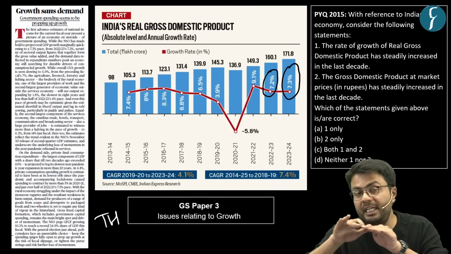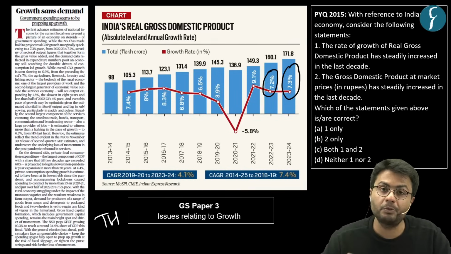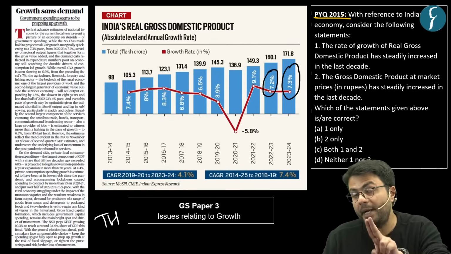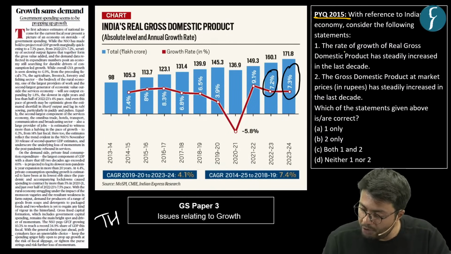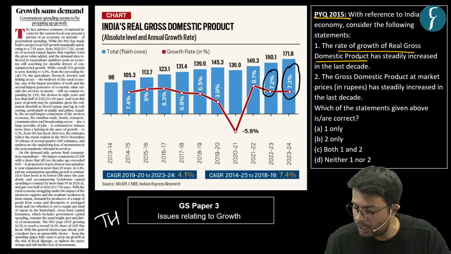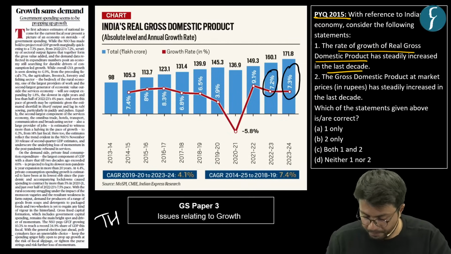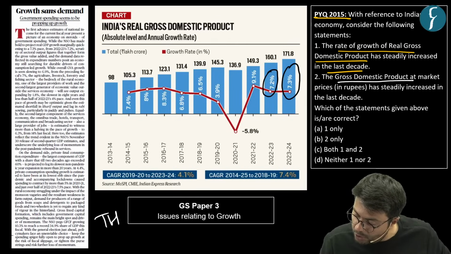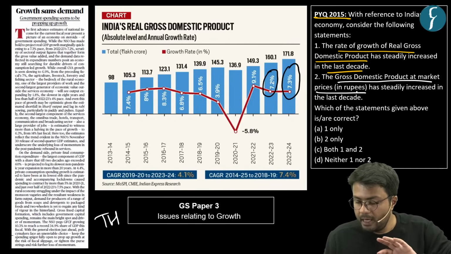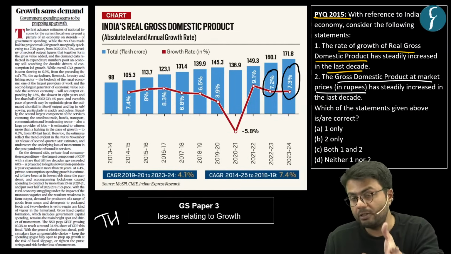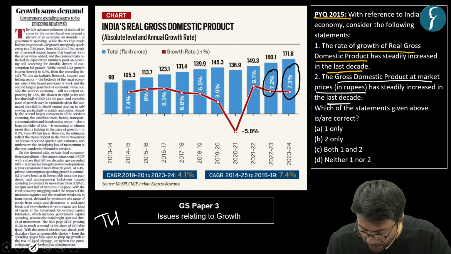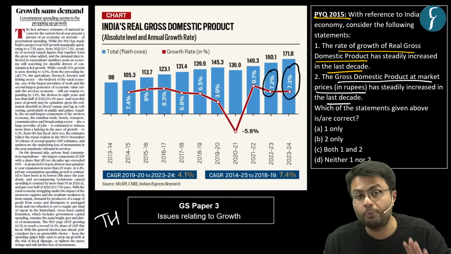Now the trend of GDP growth is important from Prelims perspective in particular, because as you can see, in Prelims of the year 2015, a question appeared on the rate of growth of real gross domestic product in the last decade, whereas the second statement dealt with gross domestic product at market prices and the nature of its growth in the last decade itself. Hence, this particular graph is important from the exam's point of view.